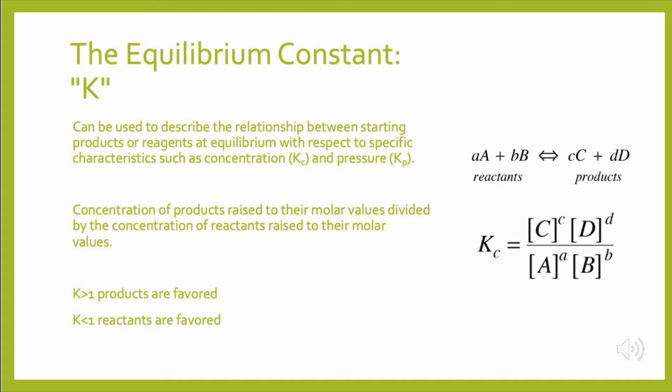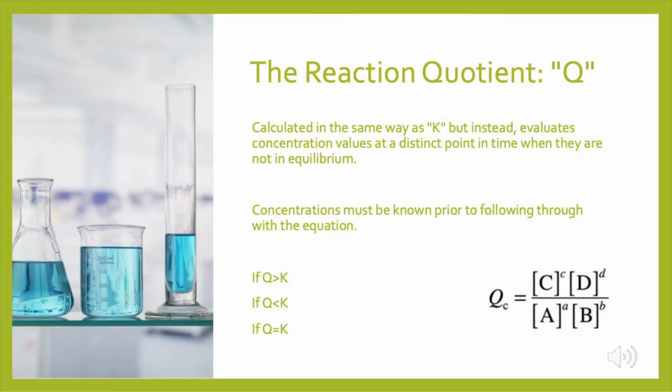We can now talk about the reaction quotient. The reaction quotient can be referred to as Q, and its value provides us with the amount of products and reactants present at a distinct point. It is calculated in the same way as K, but instead evaluates concentration values at a distinct point in time when they are not in equilibrium.